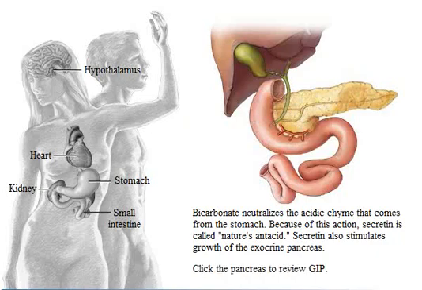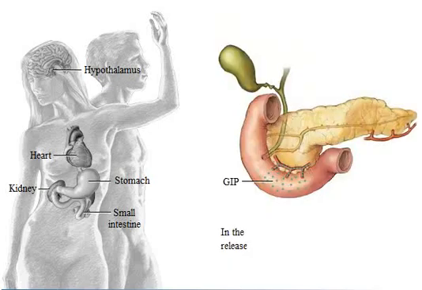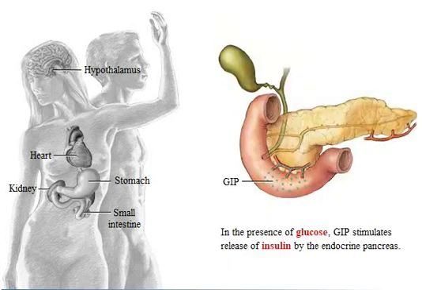Click the pancreas to review GIP. In the presence of glucose, GIP stimulates release of insulin by the endocrine pancreas.